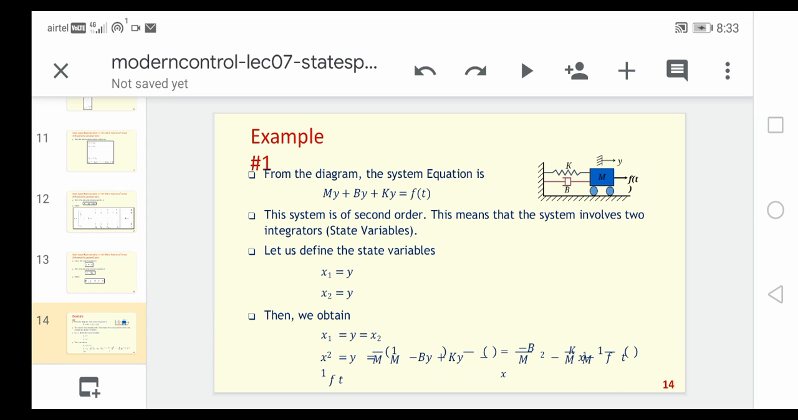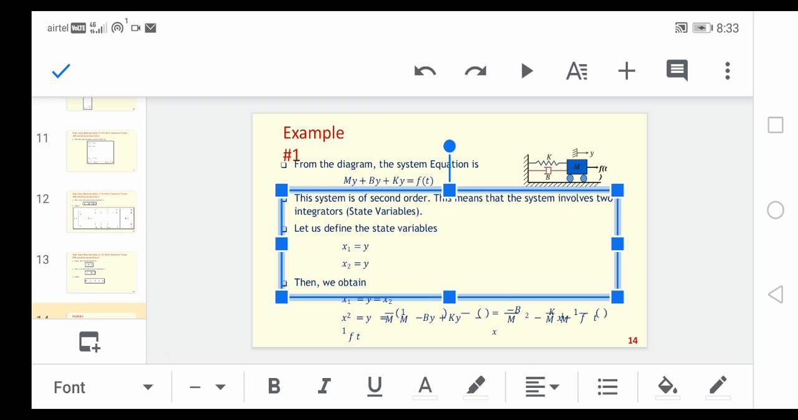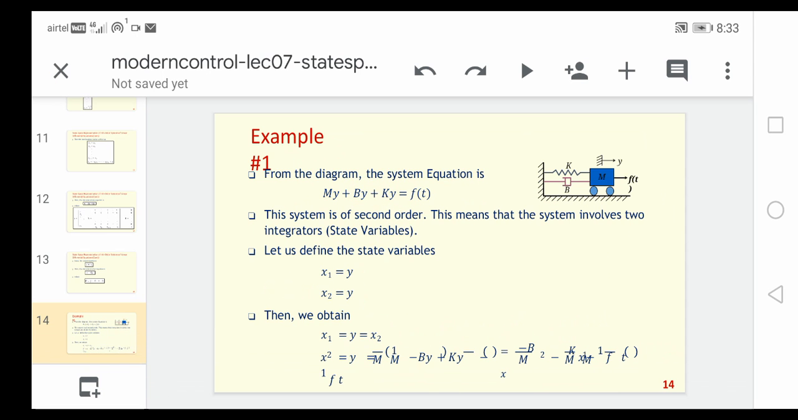Whenever you have a mass m, the force f is equal to m into d square x by dt square, so we get a second order differential equation, and therefore two state variables. Let us define state variables x1 and x2. x1 is equal to y, and what about the x2 value?